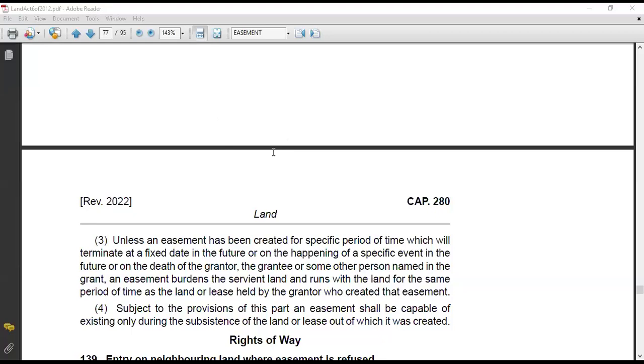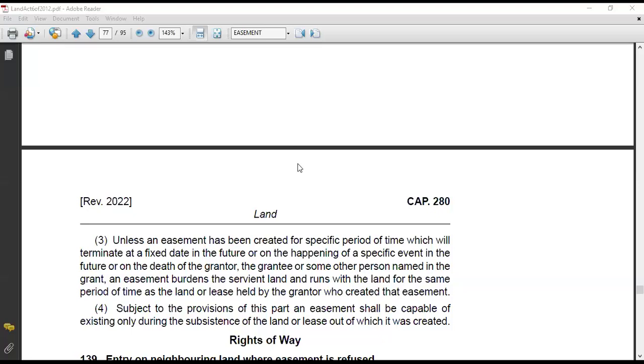So profit à prendre is a right to take from the land owned by another person, part of the natural produce grown on that land, or part of the soil or rock composing that land. So this one is where I said you need to be licensed by the servient, by the burdening, dominant, by servient. Isn't the servient land, my understanding of the servient land, that will be Ian's land, and the dominant will be now his neighbors. Is it the other way?